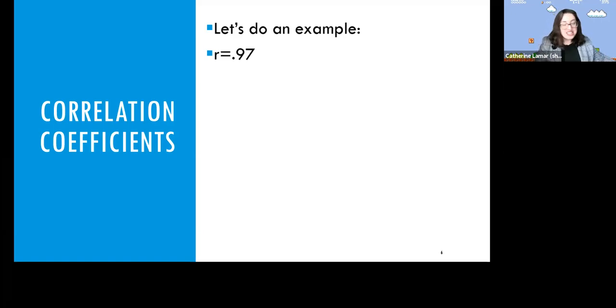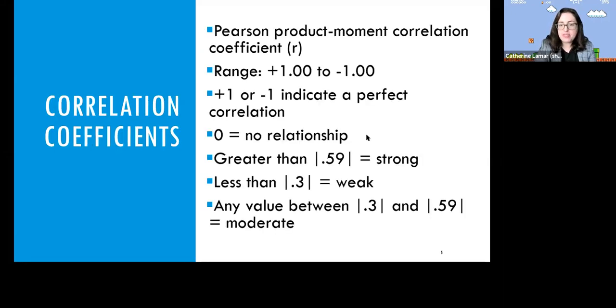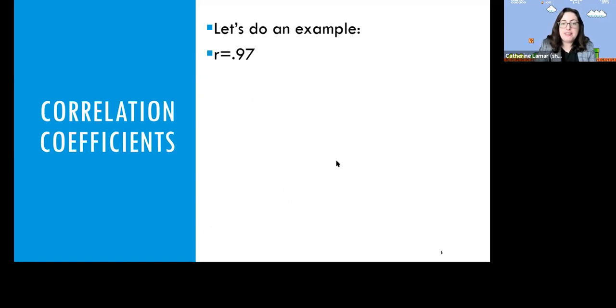This is strong and positive. Very good. We know that it's a strong relationship because this number, 0.97, is greater than the absolute value of 0.59. So it's a strong relationship. Also, 0.97 is positive, so it's a positive relationship. This would be positive and strong.